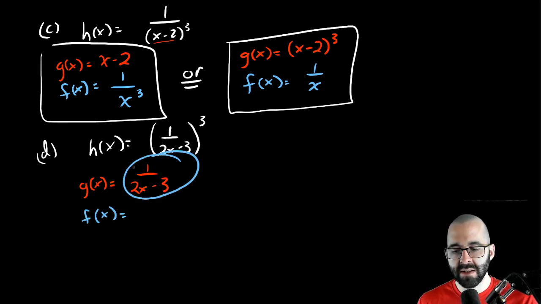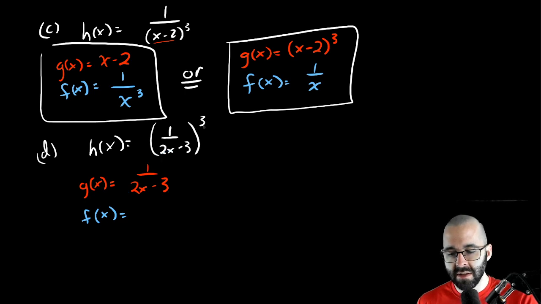So what are we doing to this? What are we doing to that fraction? We're cubing it. So those are our f and g's here.